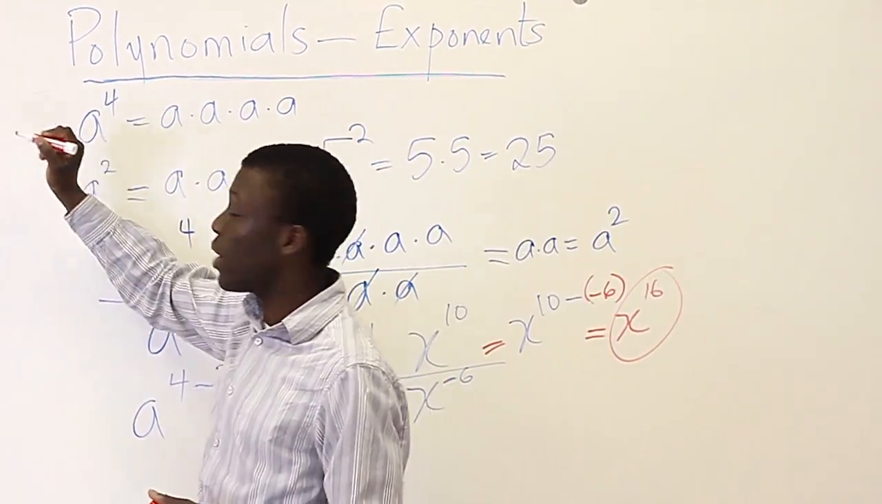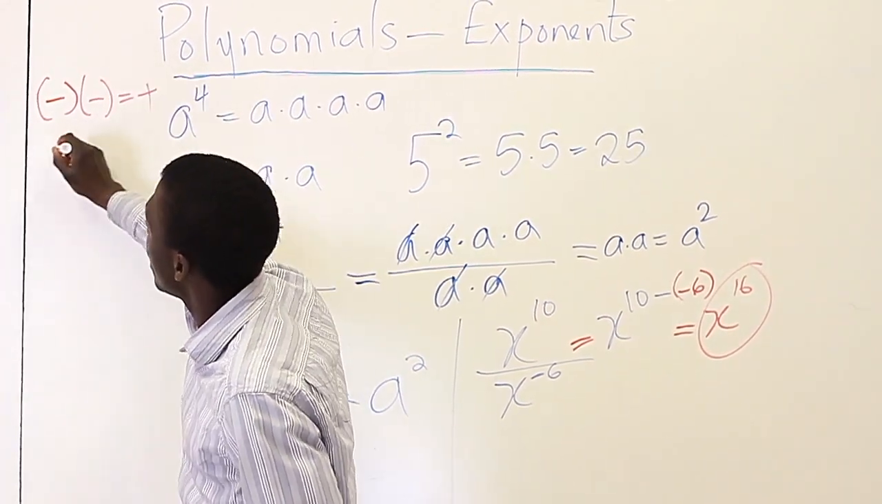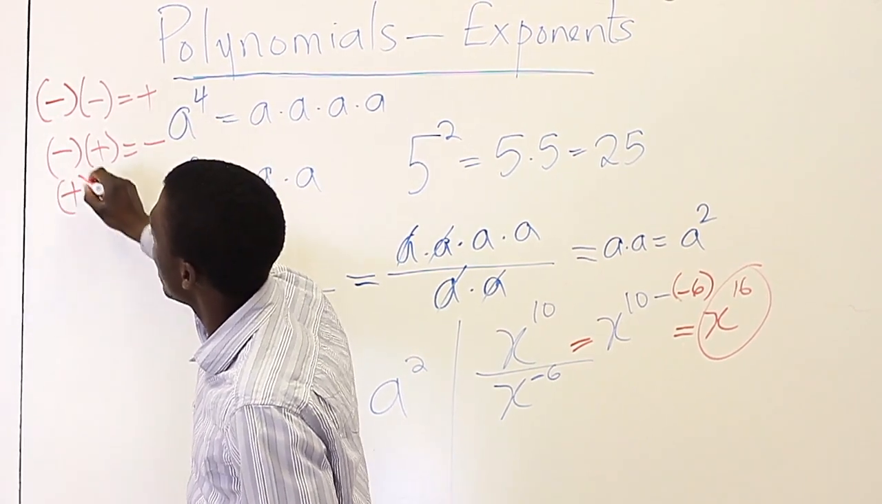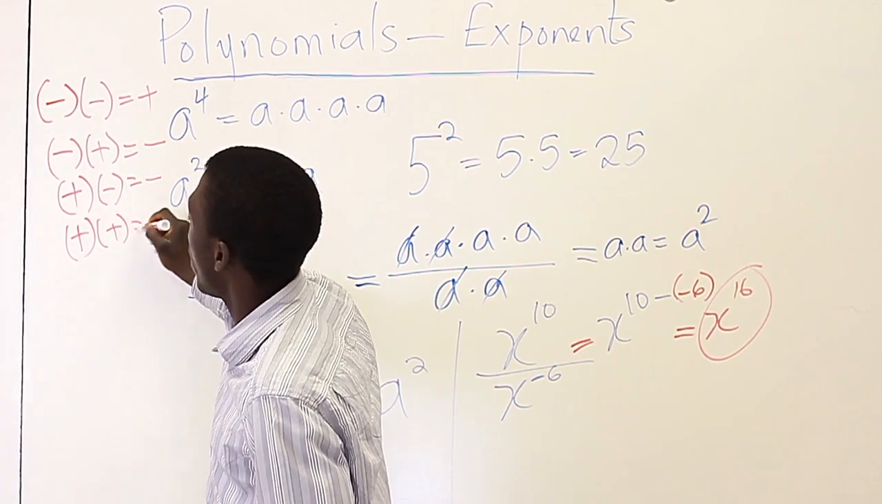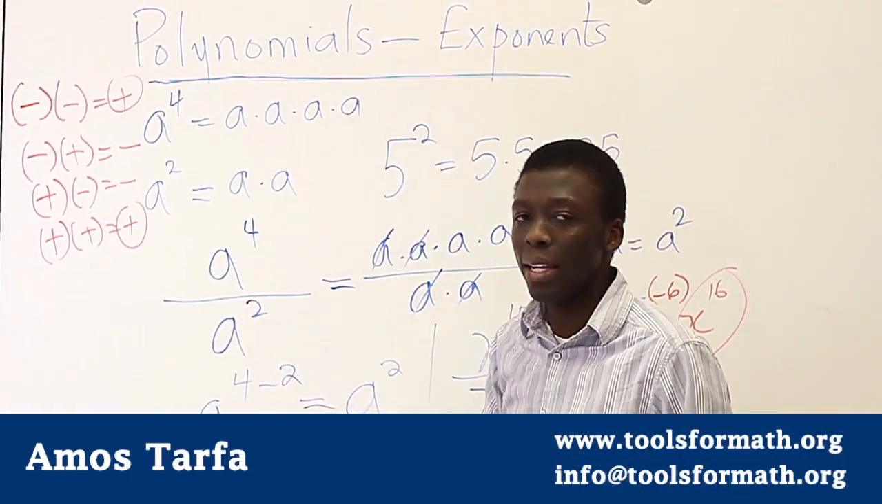So a quick rundown of that. A negative times a negative is positive. A negative times a positive is negative. A positive times a negative is negative, and a positive times a positive is positive. So you will always get positive if the two signs multiplying are the same.